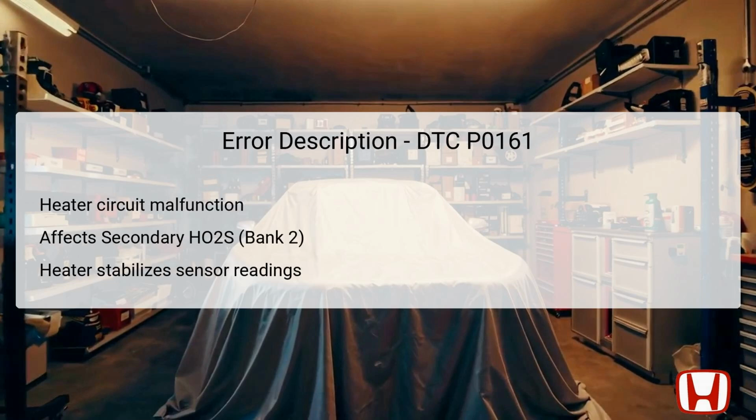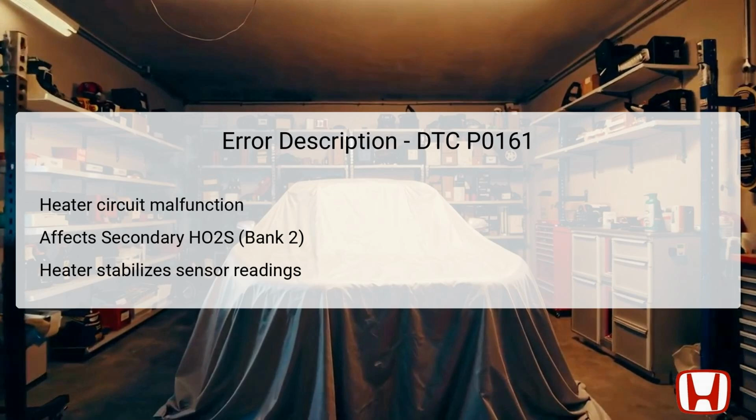The error described by DTC P0161 pertains to a malfunction in the heater circuit of the front secondary heated oxygen sensor, specifically Bank 2, Sensor 2. This sensor's heater is essential for ensuring the temperature reaches optimal levels quickly, promoting accurate oxygen content detection in the exhaust. Located in the exhaust system, the secondary HO2S is critical for ensuring emissions regulations are met and the engine runs efficiently. When operating improperly, it can lead to increased emissions and poor engine performance.